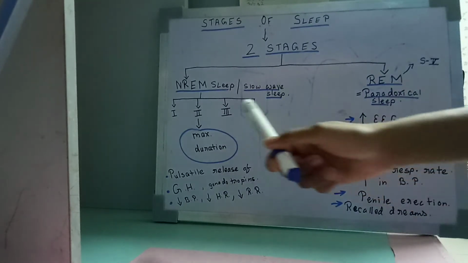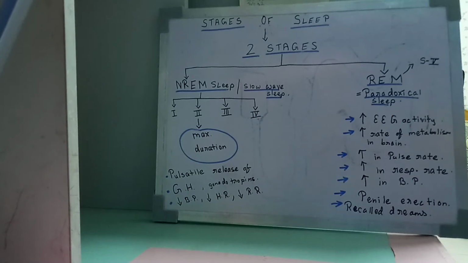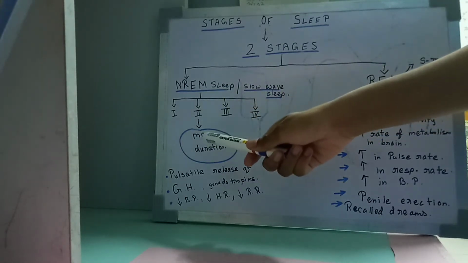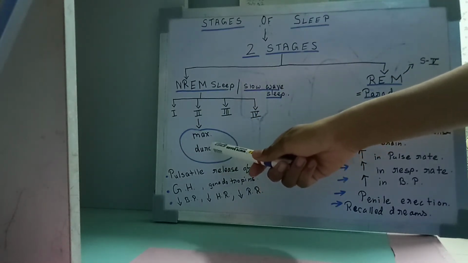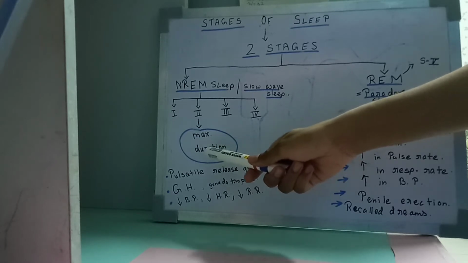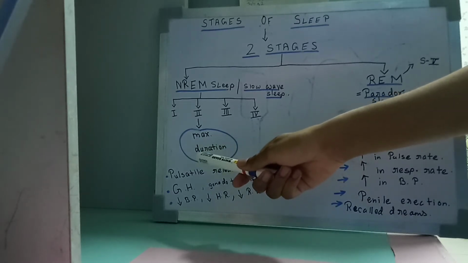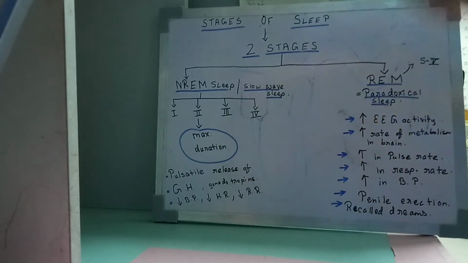Now, in this stage, you have to remember two very typical findings on the electroencephalogram. One is sleep spindles and the other is K complexes. Sleep spindles are like regular waves, and K complexes are high voltage spikes seen in the EEG. So just remember the names. In stage 2, maximum duration, sleep spindles and K complexes are seen in the EEG. Okay, let's go to the third stage.